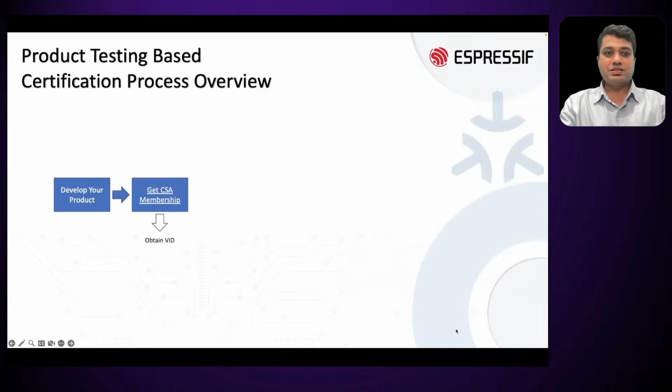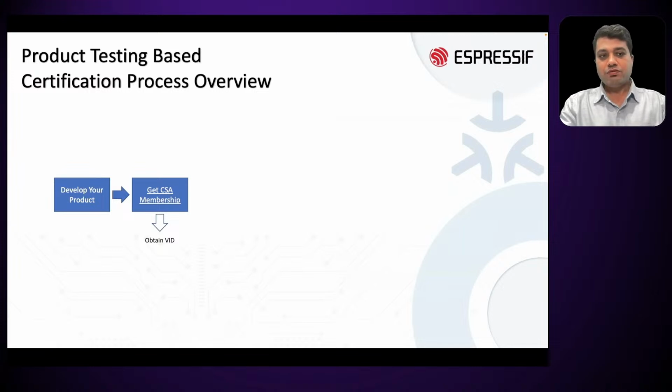So this is where you get the certificate, the CSA membership, and once you have the CSA membership, the next thing that you get is the vendor ID. Now, vendor ID, I will call it VID, and also the product ID, PID, are very similar to the way USB devices have VID and PID.